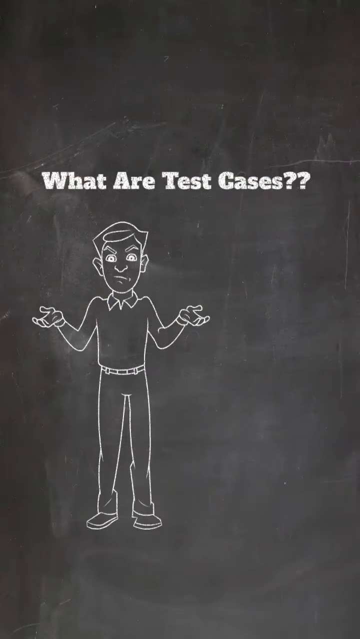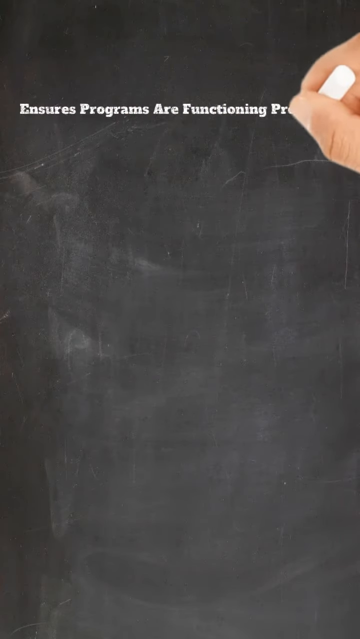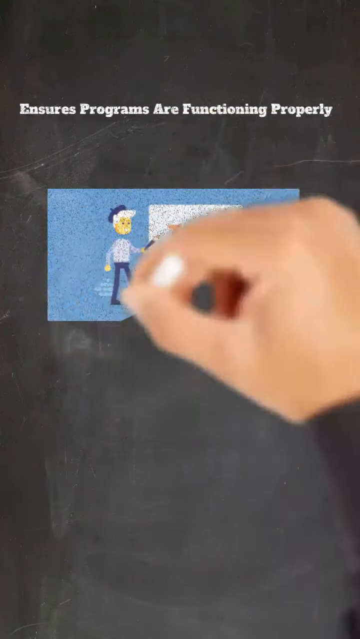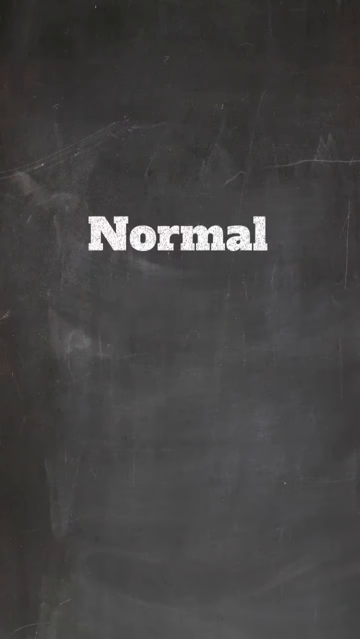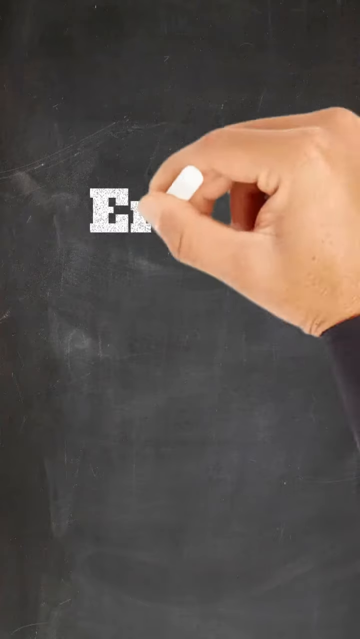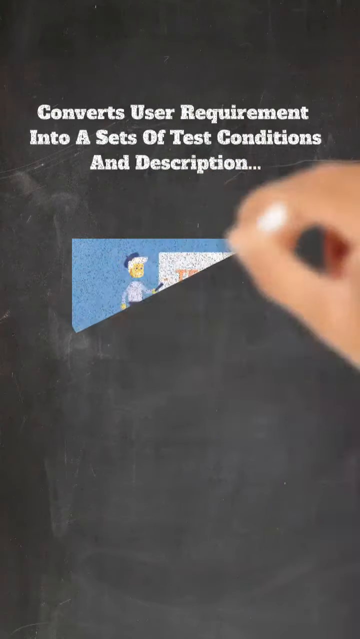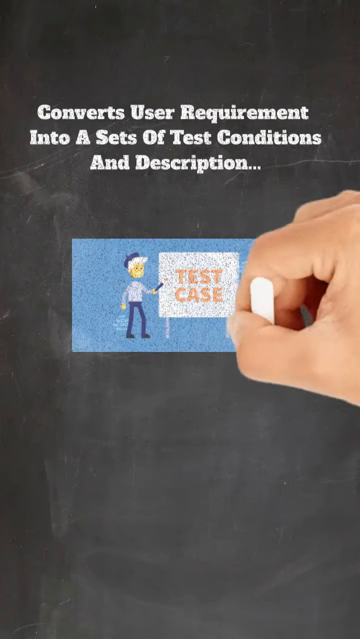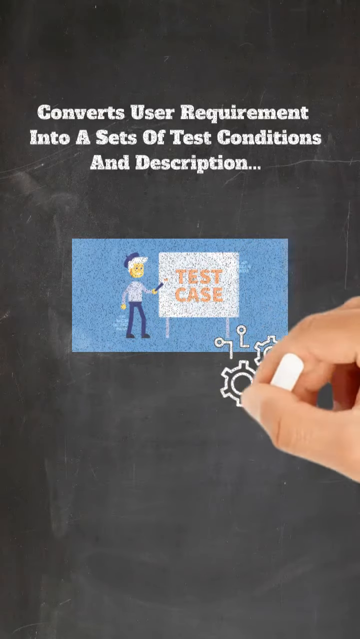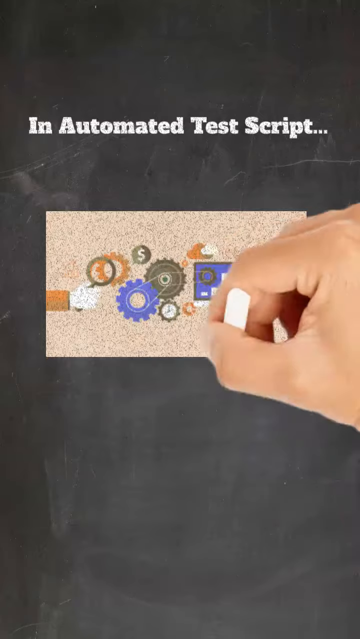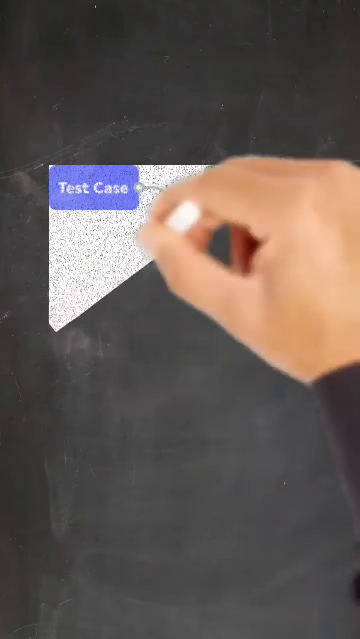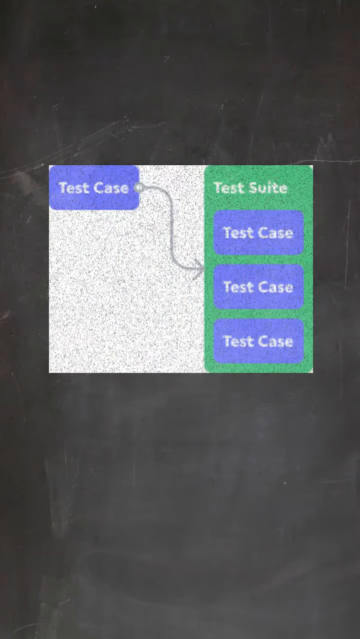What are test cases? Test cases are instructions for testers to ensure programs are functioning properly. They describe how the software should work in normal, abnormal, or error operating conditions. Test case writing converts user requirements into a set of test conditions and descriptions that indicate how a system is functioning. In an automated test script, more than one test case can combine to form a test suite.